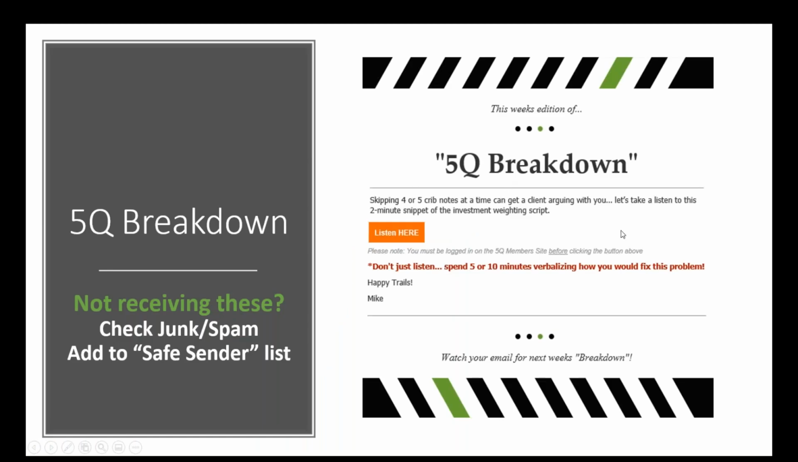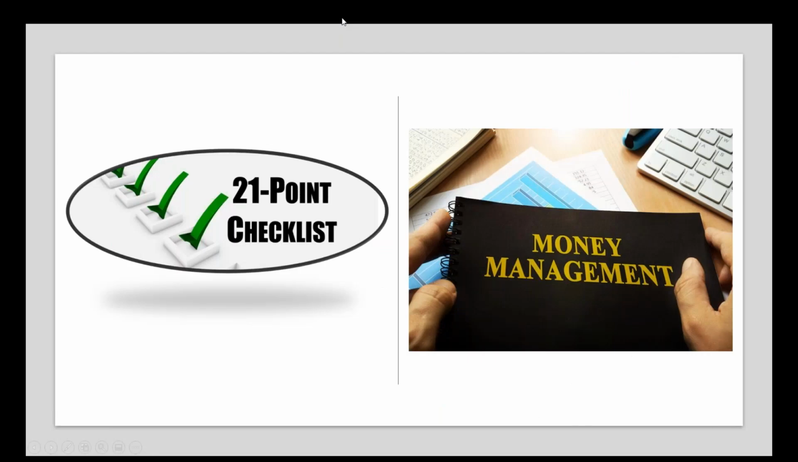The 5Q tape breakdown last week was about how skipping 4 of the 5 crib notes at a time can get a client arguing with you. I know a lot of us wonder, gosh, these scripts are so long, and why is he doing this, and why is he doing that? The reason all of those crib notes are in there is to eliminate objections. After doing 60,000 meetings, believe me, we know where the objections may come up. So those crib notes, those little points that we cover, are preventing any future objections. So guys, is it easier to overcome the objection before it comes up or after it comes up? It's always going to be before it comes up. Make sense? So that's a good one to listen to on why we do what we do.